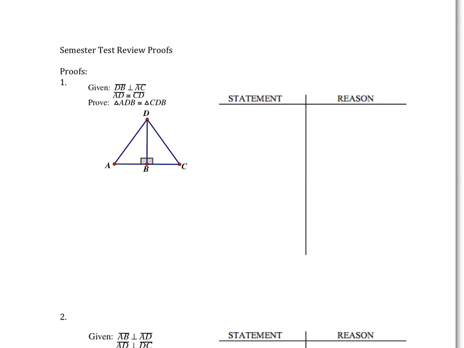All right, for this first proof, we need to prove that the two triangles are congruent. Just a reminder, we can use SSS, SAS, ASA, AAS, and HL. So looking at this, we have to ask ourselves, what do we know, what do we have?